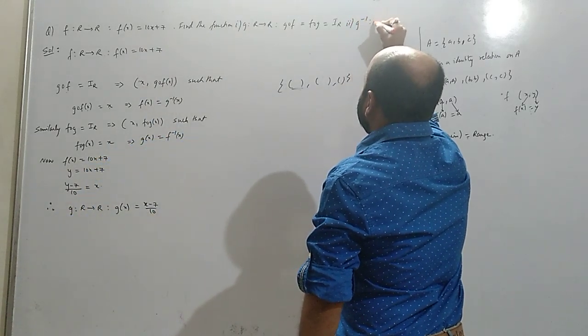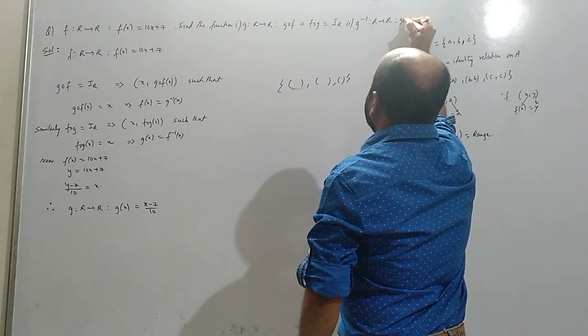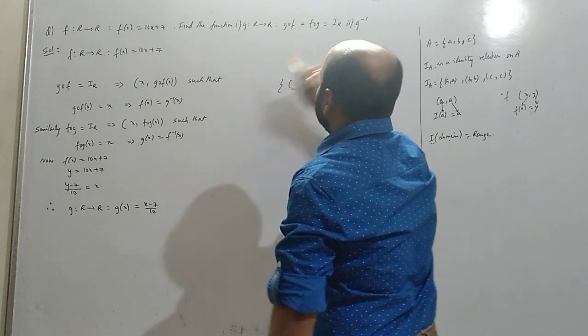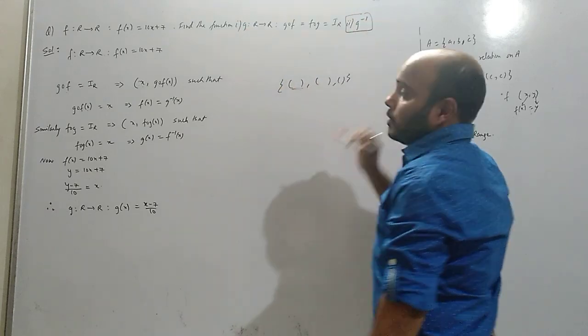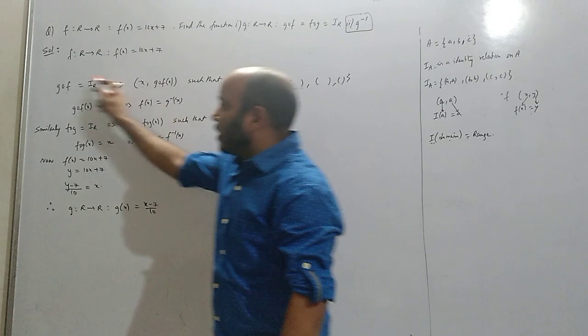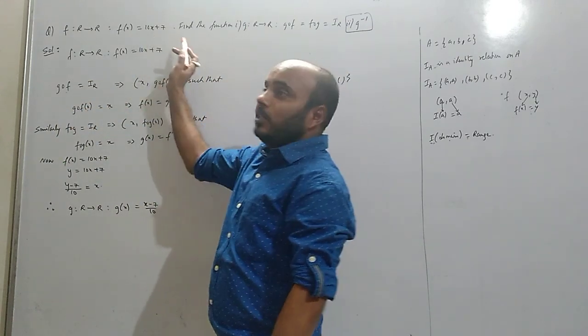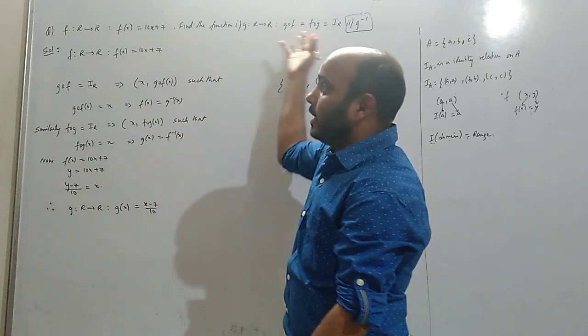Find g inverse, such that R to R. One question was to find the function g. The next question is to find the function g inverse. Because from this condition, f(x) is g inverse. That means whatever we got here is only g inverse. कुछ नहीं पता करना है, बस लिख देना है.